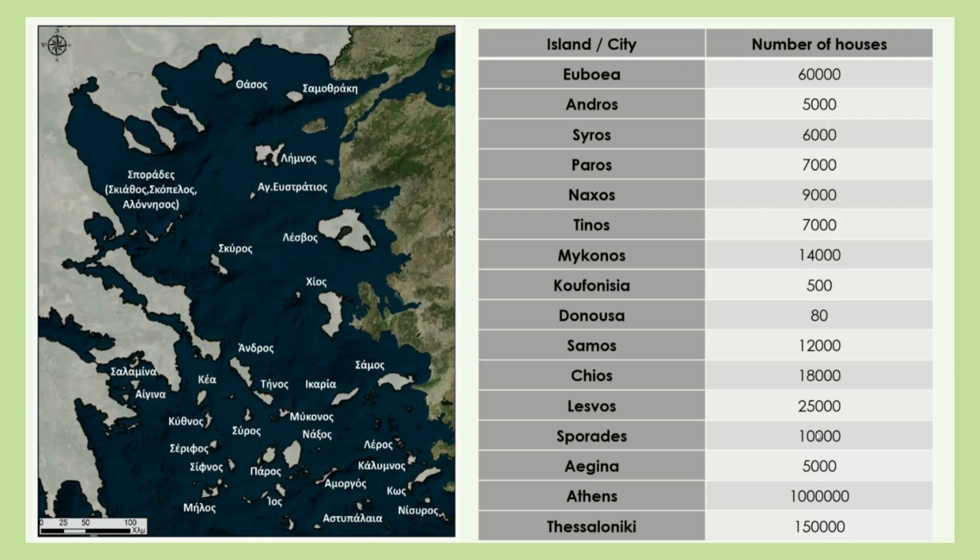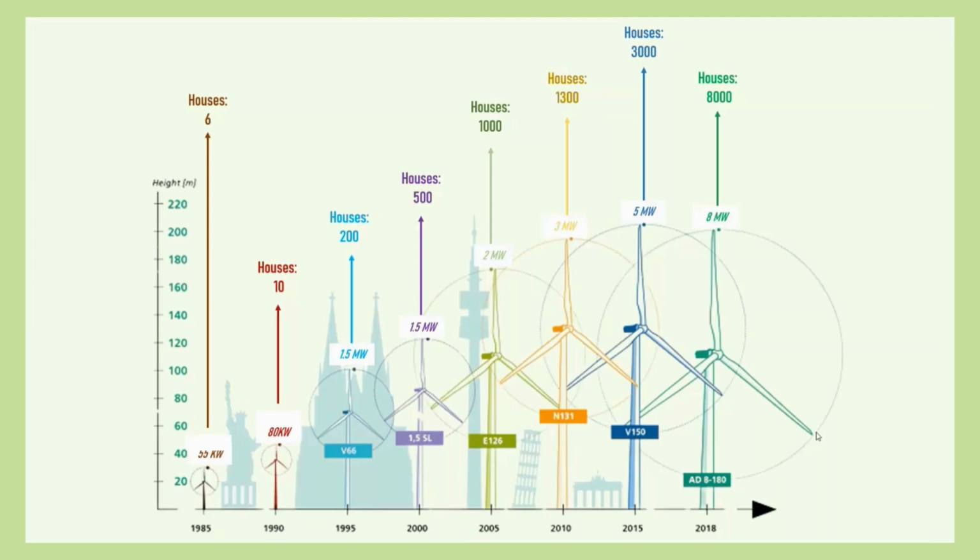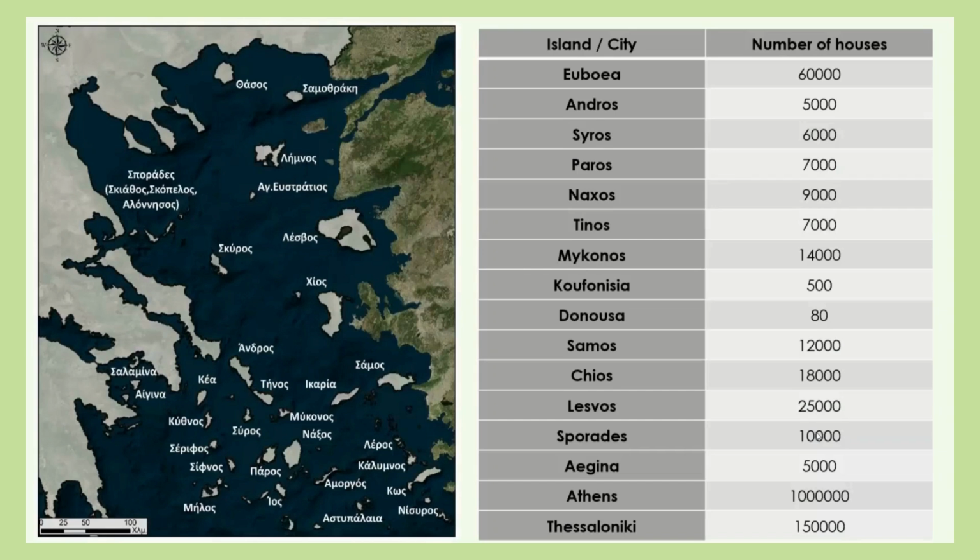And we want to send the energy produced to this island or this city. And since we have the number of houses, we may estimate the number of wind turbines. So here start some calculations that the students perform. Simple mathematics. We have the number of houses, for example, here, let's say in Athens.